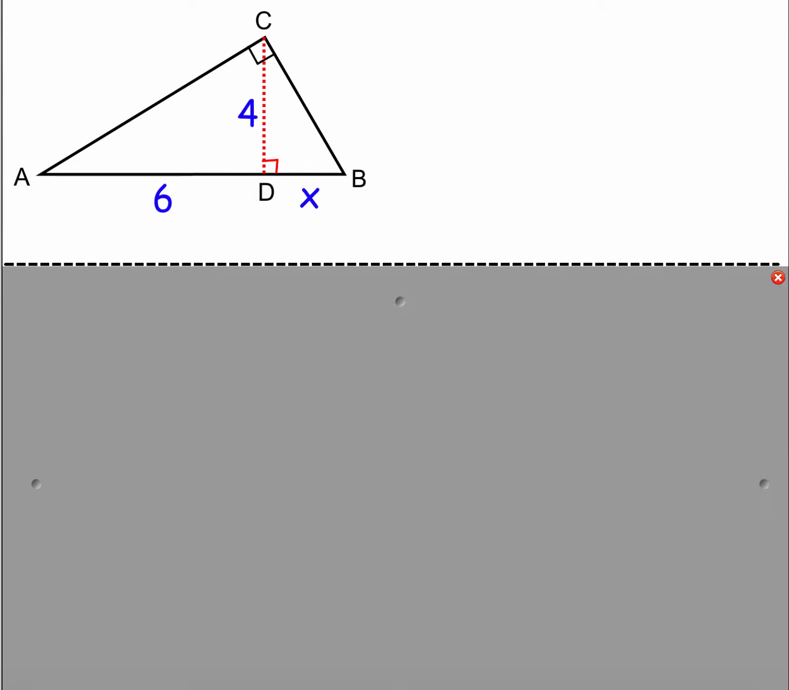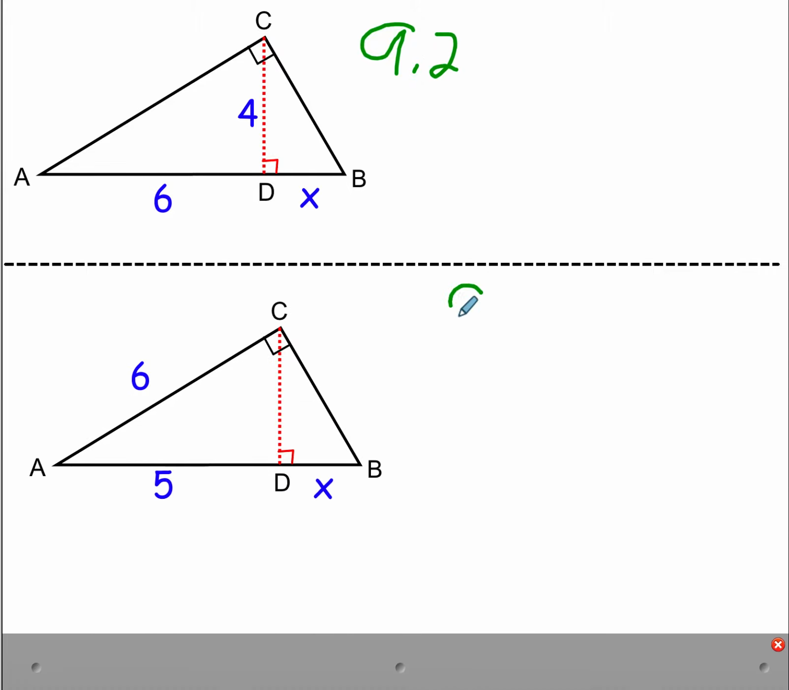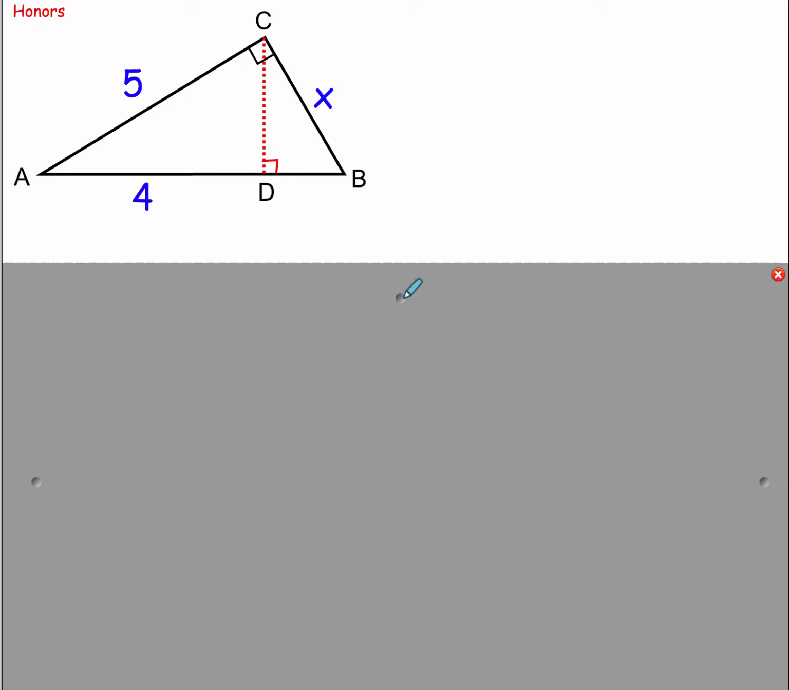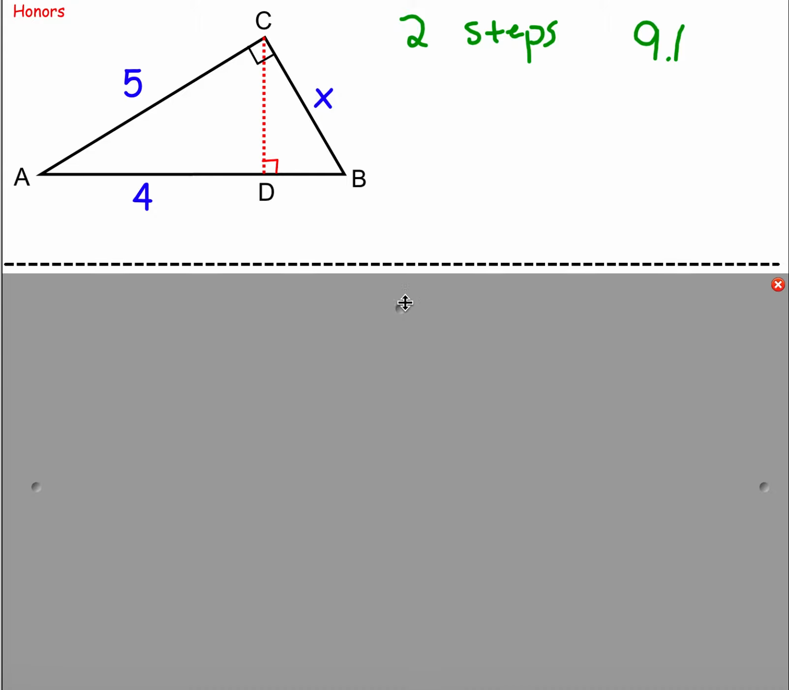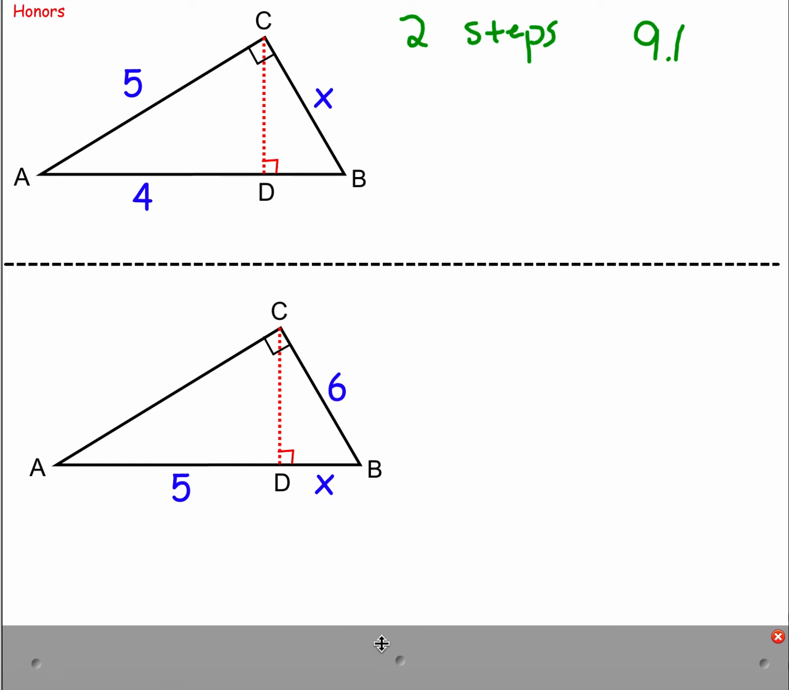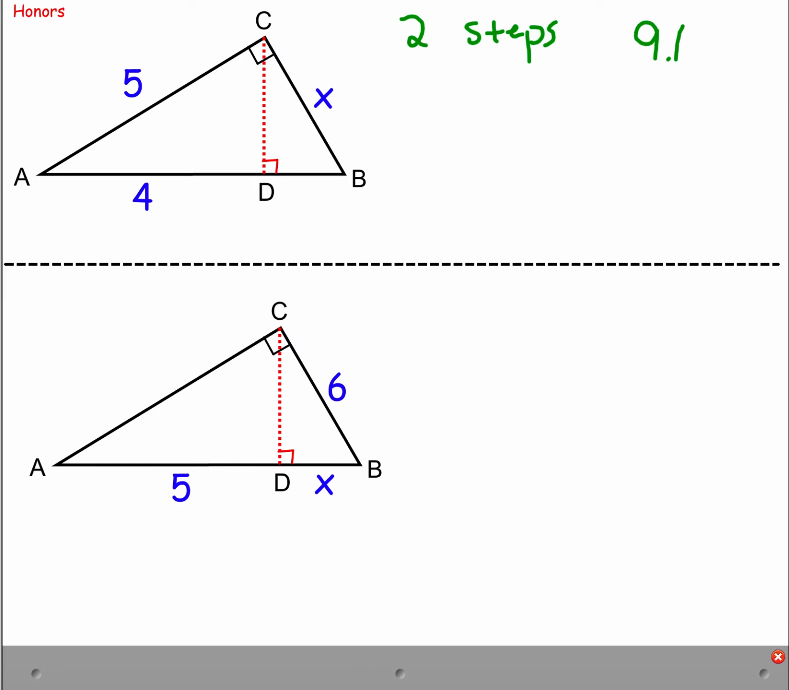Okay, let's look at a couple more. How would we do this one? I'm going to go ahead and tell you. This one's going to be theorem 9.2. How would we do this one? I'm going to go ahead and tell you. This one would be theorem 9.3. How would we do this one? This is for honors, and this was going to be 2 steps. We're going to have to actually use theorem 9.1 first, and then use theorem 9.3. And this one as well will be just straight up theorem 9.2.